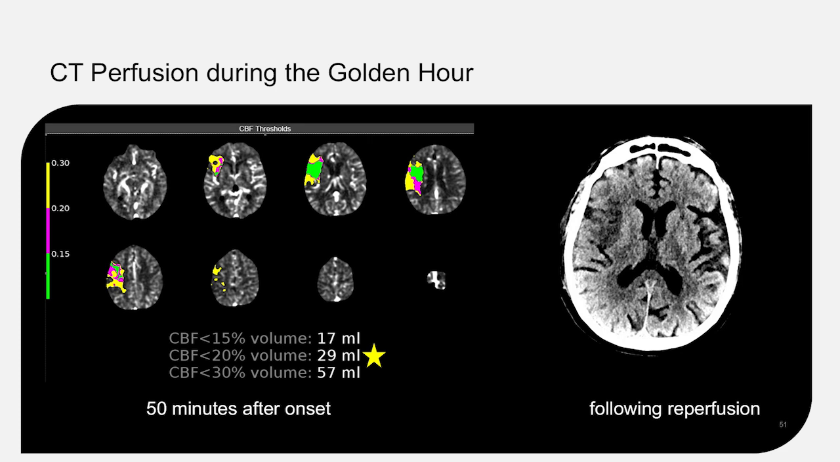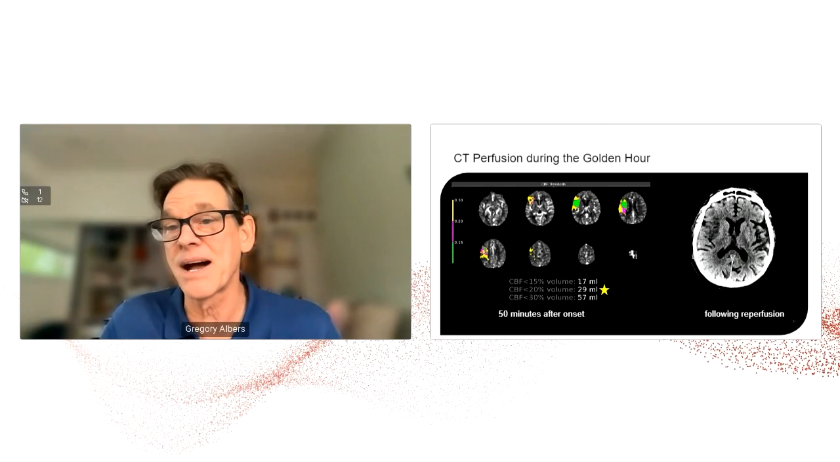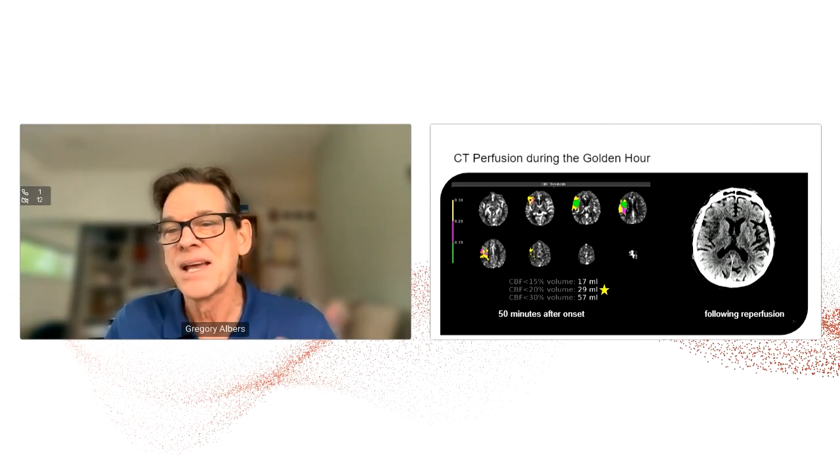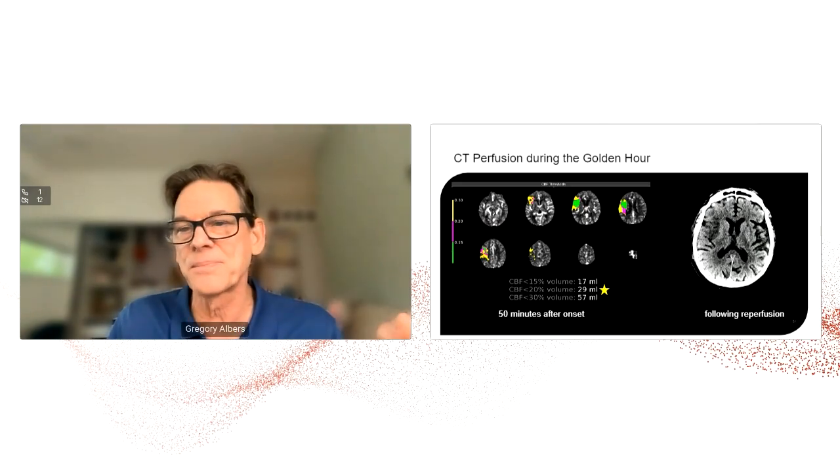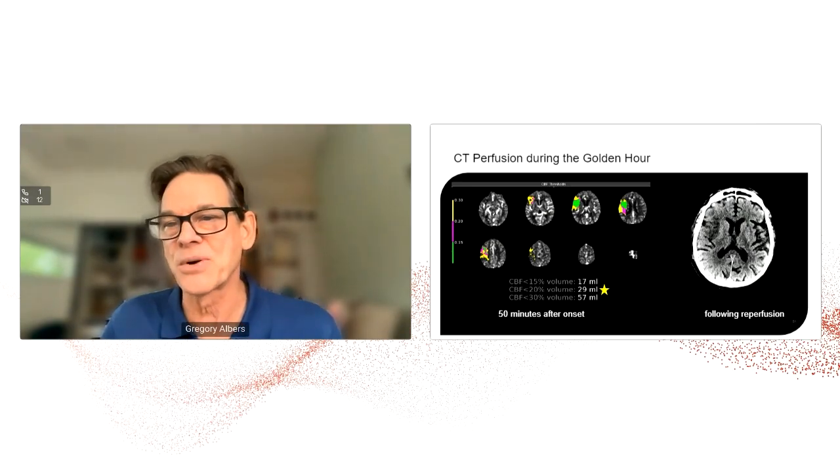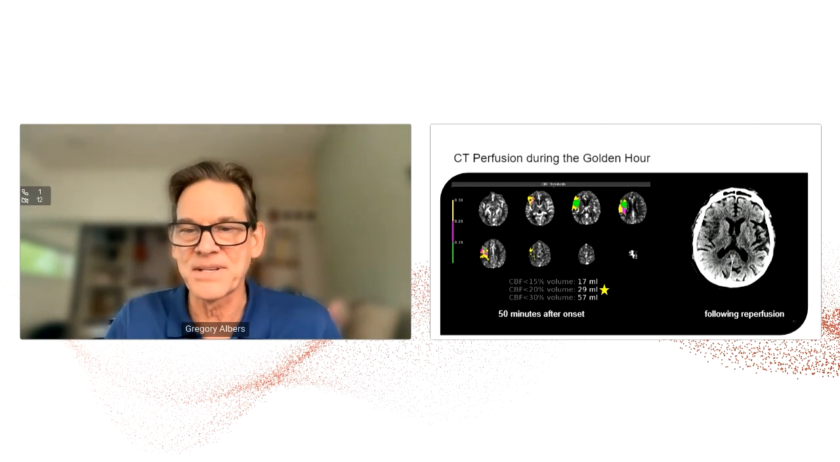So in this case, you see the 20% threshold was at 29 ml of irreversibly injured tissue. 30% was much larger. And you can see the follow-up infarct matched the 20% value much better than the 30%. So again, this doesn't come into play very often because we don't typically get patients showing up within 90 minutes. But if it does, we're going to use this more conservative threshold because we want to avoid overcalling the core. People call that ghost core, and that can be effectively avoided by using the proper thresholds.